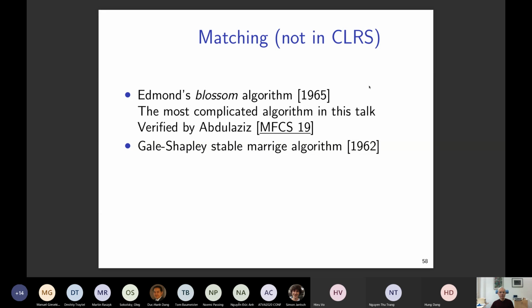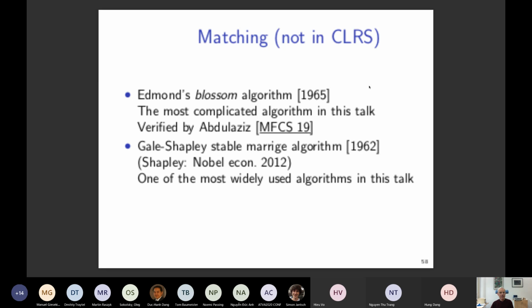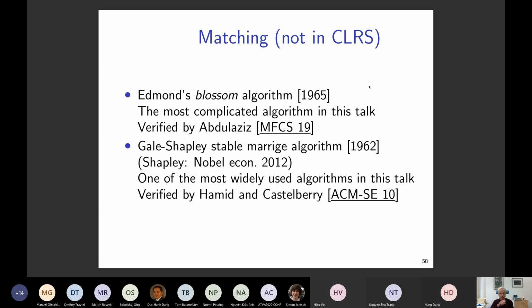The other one is the Gale-Shapley stable marriage algorithm, which is the complete opposite in the sense that it's quite simple, but important enough that it was one of the contributions that won Shapley the Nobel Prize in Economics in 2012. And I would say it's one of the most widely used algorithms in this talk. And it has been verified, because it's quite simple, actually 10 years ago.